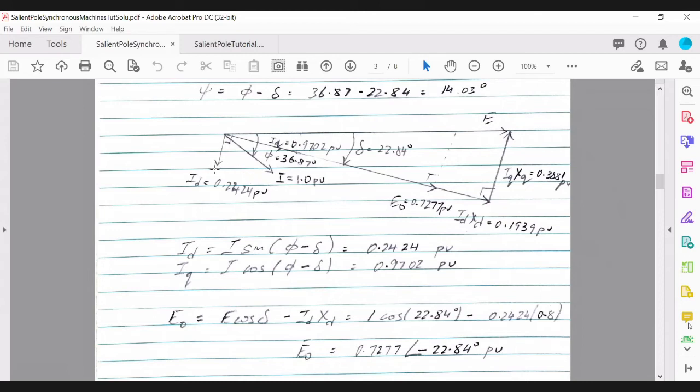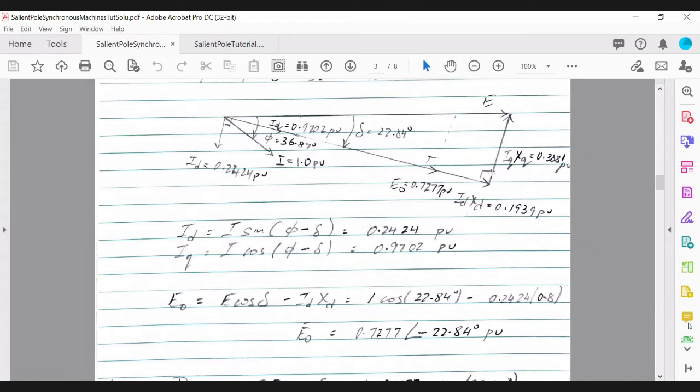Then we have to basically work out ID and IQ. I is 1 per unit. And then we have to work out IQ XQ, the drop across your Q-axis reactance, and then ID XD, the drop across the D-axis reactance, and also work out the value of E naught. So all the values are inserted and all the angles are inserted in the phasor diagram.